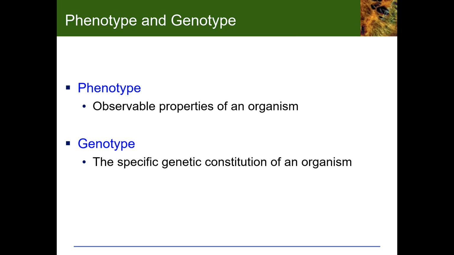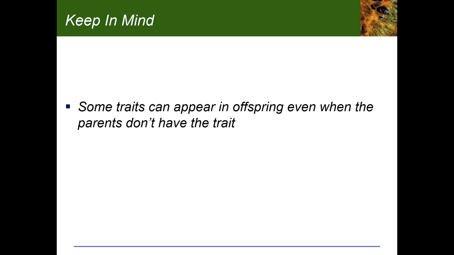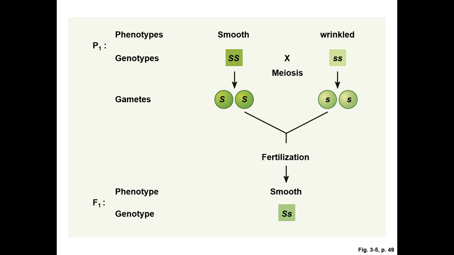Now, a couple other terms that you need to know. Phenotype is the observable properties of an organism, and the genotype is the specific genetic constitution of an organism. Now, keep in mind that some traits can appear in offspring even when the parents don't have the trait.